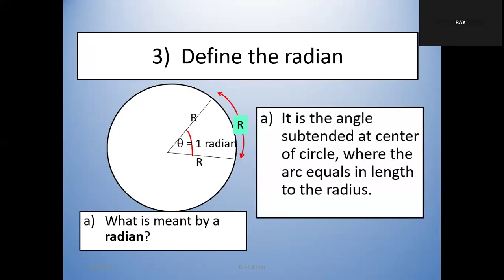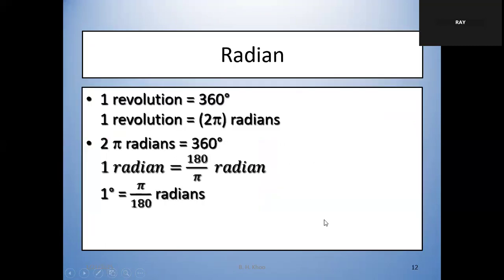It can come out. Maths won't come out. Physics will come out. Right? Where theta equals 1 radian if this arc length is r. Right? If you have problem remembering it, just draw a diagram. 1 radian is the angle subtended at the center of the circle where the arc equals the length of the radius. The thing to remember is 2 pi radian is 360 degrees, that's all. The others you can derive.